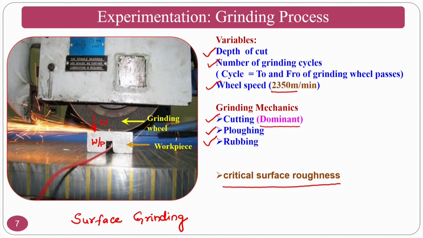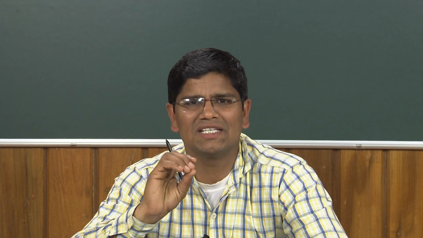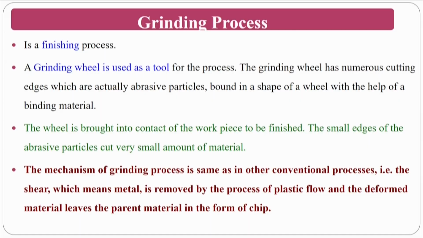Assume that I increase the wheel speed beyond a point and the change in the surface roughness is very negligible. That means that is my critical input parameter. If the change in my output parameter is very negligible, then I don't want to move beyond that. Why should I give more load to the machine? That is nothing but the critical surface roughness.